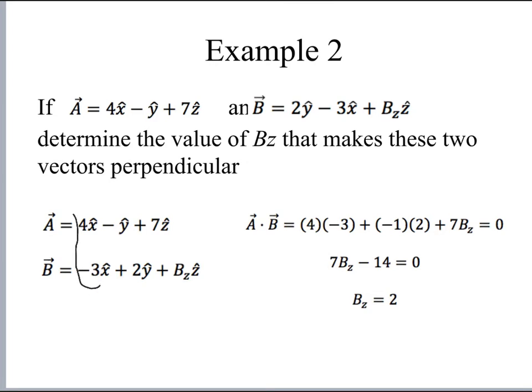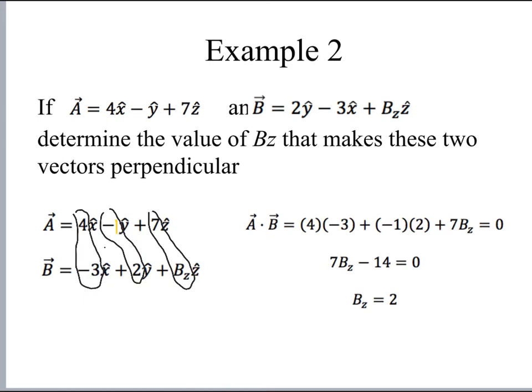So the x parts are going to be grouped together. So I'm going to multiply 4 and negative 3 together. Now, when I look at this next term, the minus y, remember that there's a negative 1. There's a 1 implied there. And so I want to group my negative 1 with my 2, and I'll multiply those together. And then I'm going to multiply my 7 and my bz together.